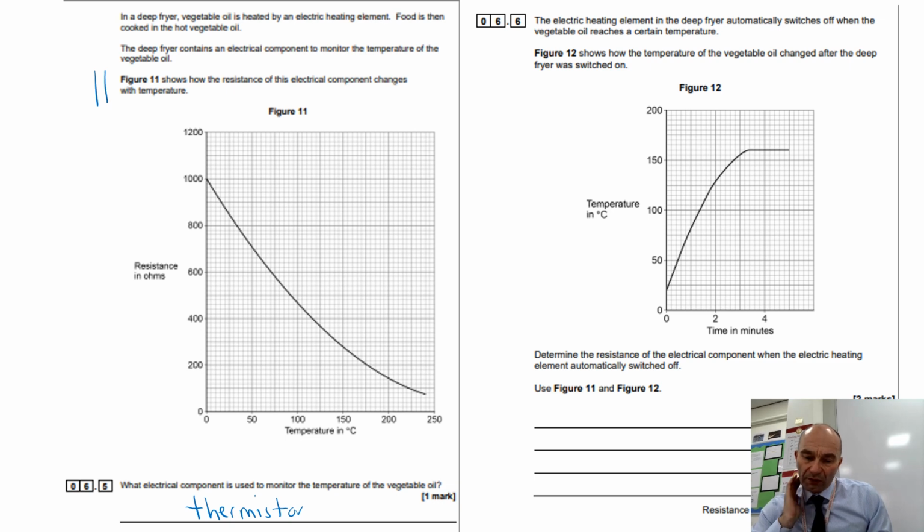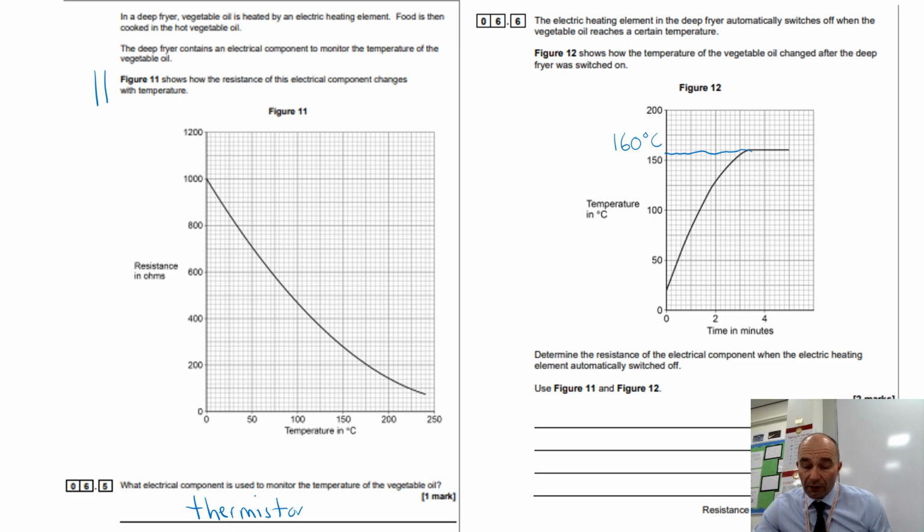And then 6.6, we've got our electric heating element in the deep fryer automatically switches off when the vegetable oil reaches a certain temperature. So we've now got figure 12, and it shows how the temperature of the vegetable oil changed after the deep fryer was switched on. Determine the resistance of the electrical component when the electric heating element automatically switched off. Now the first thing you need to do is the fryer is clearly turning off when the oil doesn't get any hotter. If you read that number off the graph, that happens at 160 degrees centigrade.